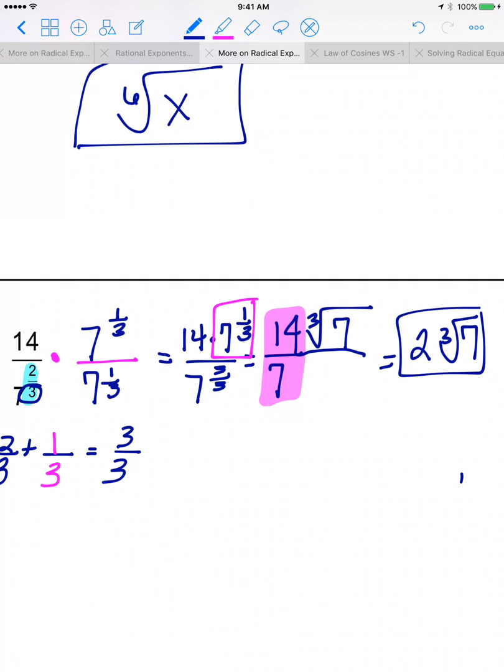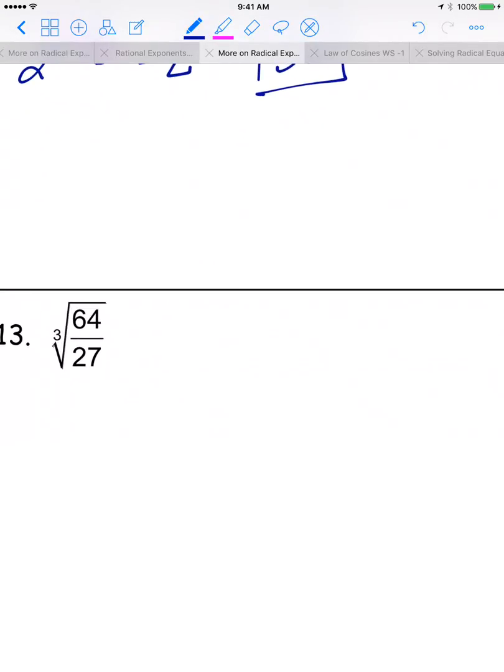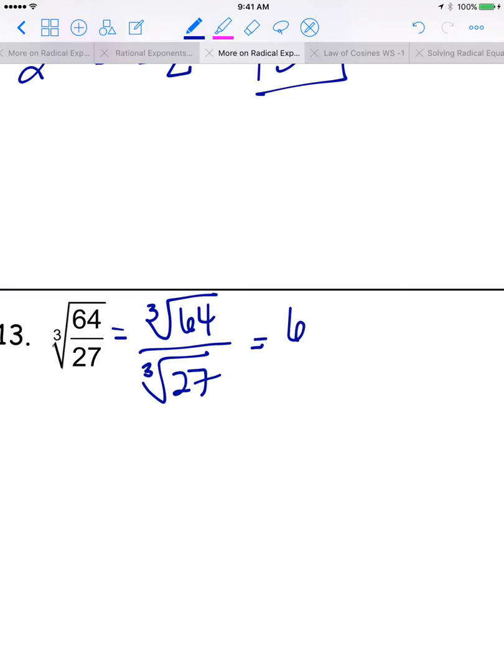Maybe we could do these last couple. Let's do 13. So on this one, what I would suggest is splitting these up. So you would have the cube root of 64 over the cube root of 27. And so then I would do, remember, this was algebra 1 and algebra 2, we want to do them as fractional exponents. So we can change this into 64 to the 1/3 and then over 27 to the 1/3.